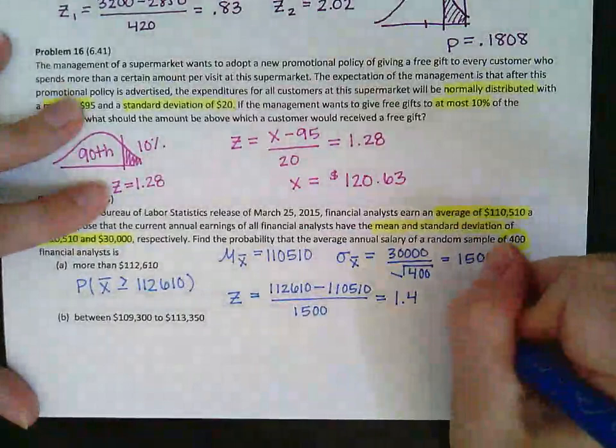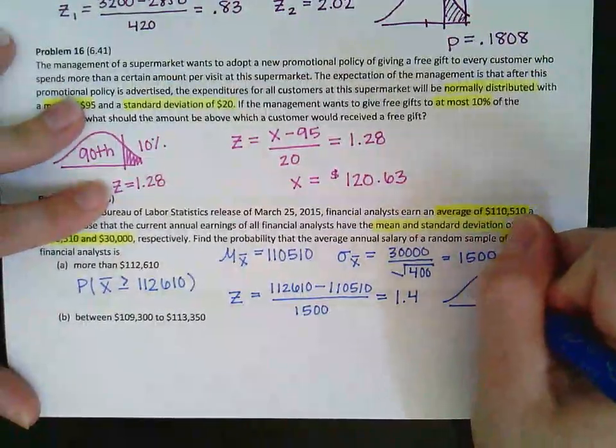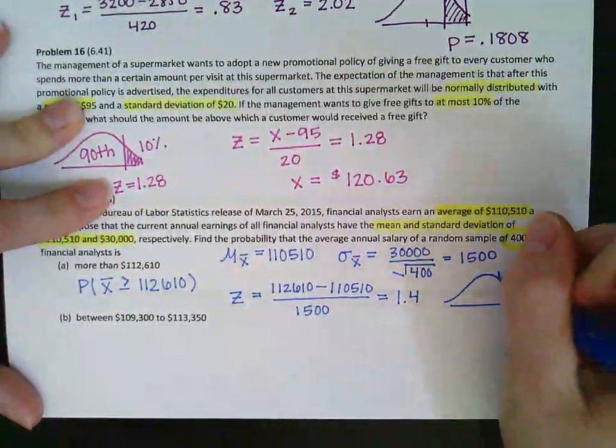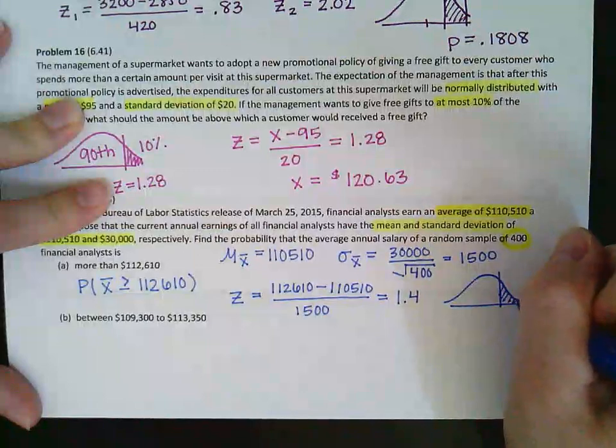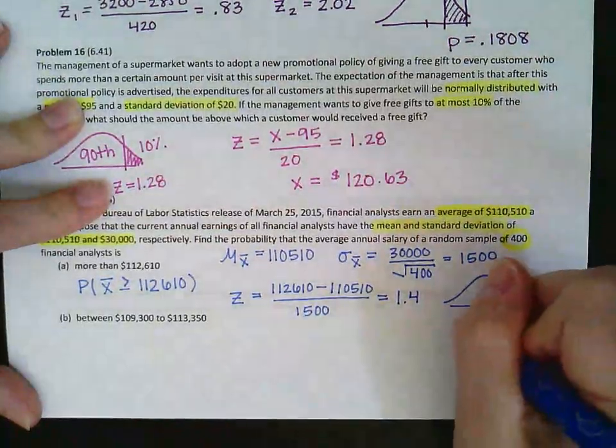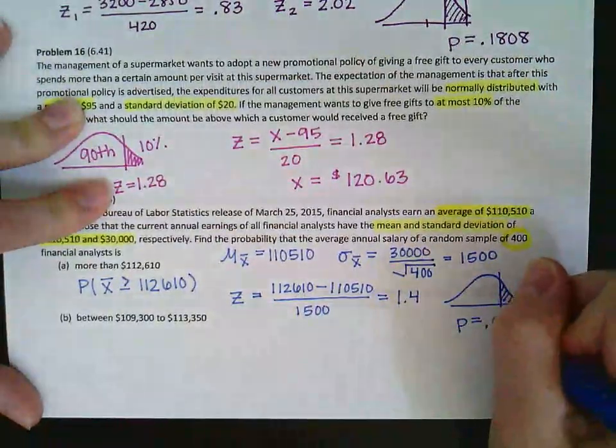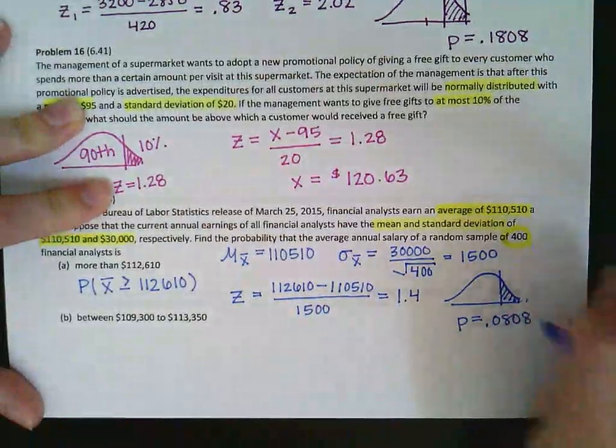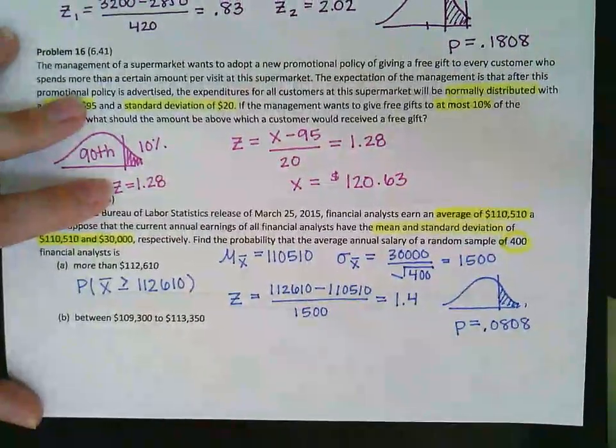If I look at a normal distribution with a z-score of 1.4 and I want to find the greater than probability, that probability is 0.0808.